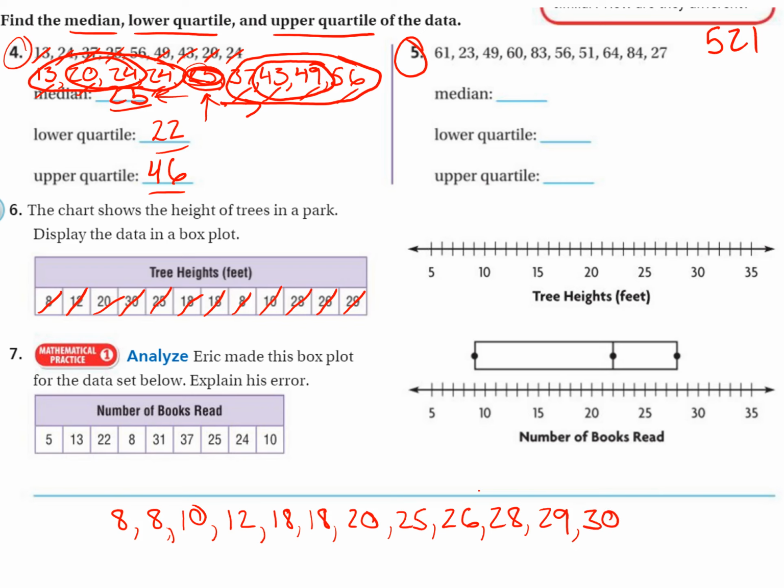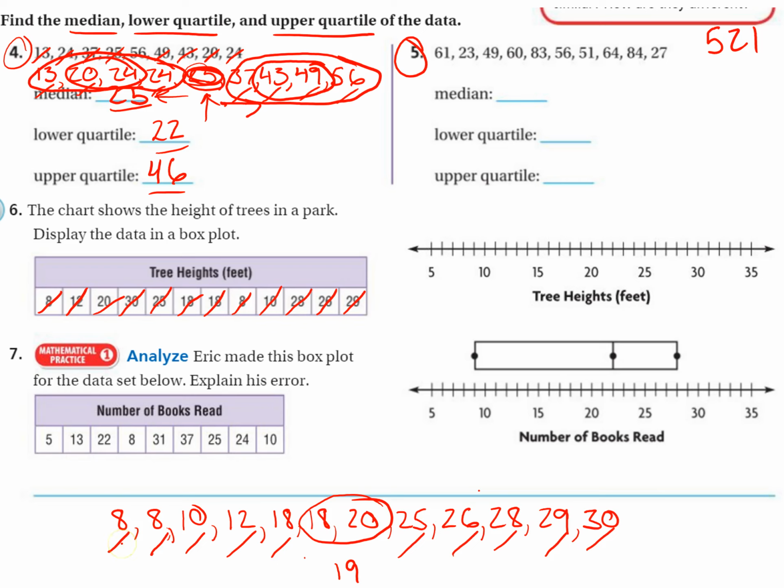Okay, so let's find the median first. Cross off on each end until I get to the middle. 3, 3, 4, 4, 5. So 5 over here, 5 over here. So there's 2 in the middle. 18 plus 20 is 38 divided by 2. That means the median is 19.